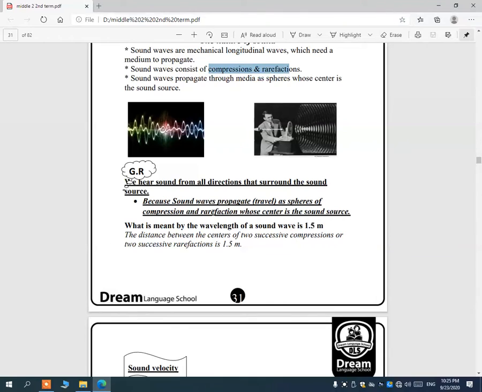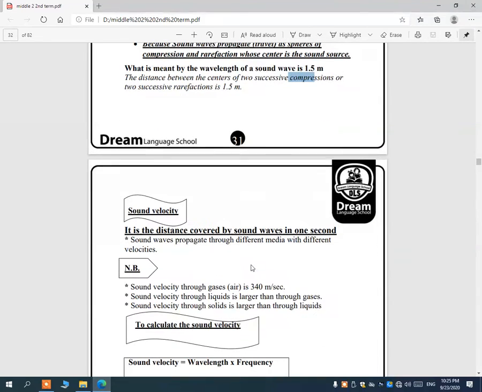What is meant by the wavelength of a sound wave is 1.5 meters? The wavelength, as we studied before, is the distance between two successive compressions or two successive rarefactions, equal to 1.5 meters. Sound velocity or the sound speed is the distance covered by the sound wave in 1 second. And as we know, the sound wave propagates through different media with different velocities.